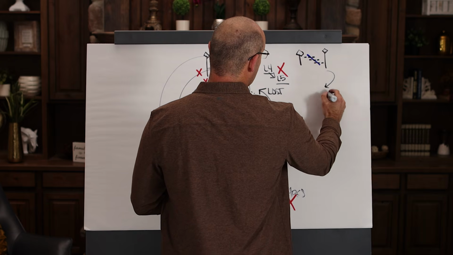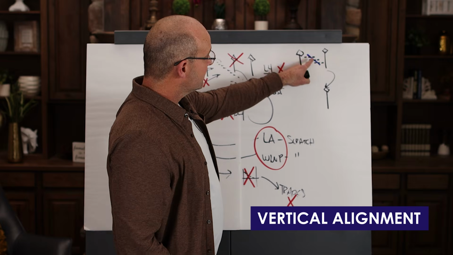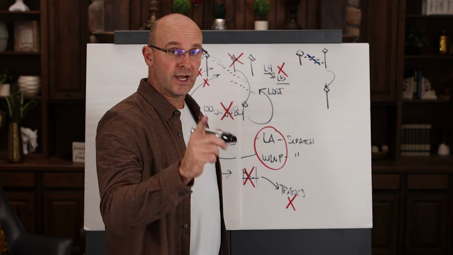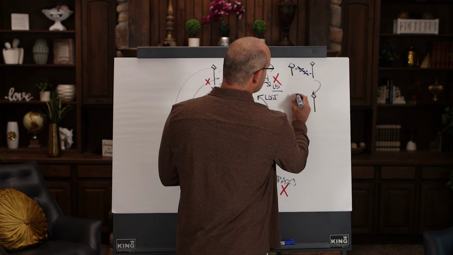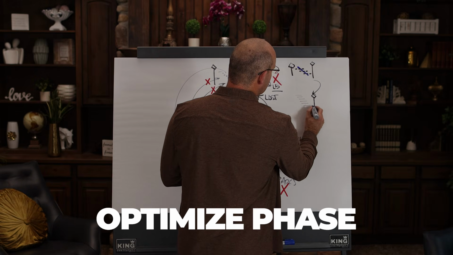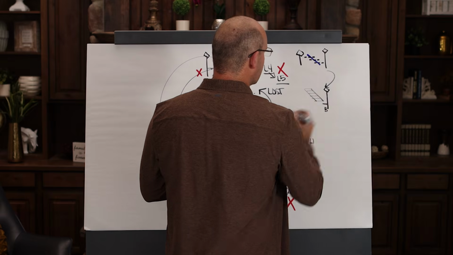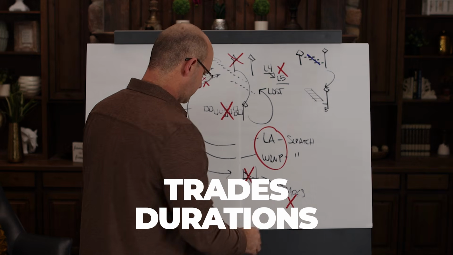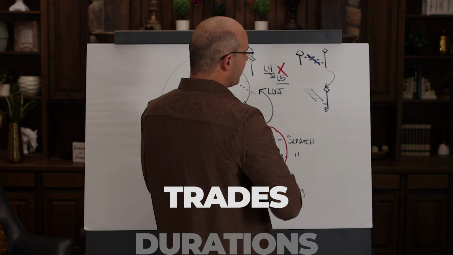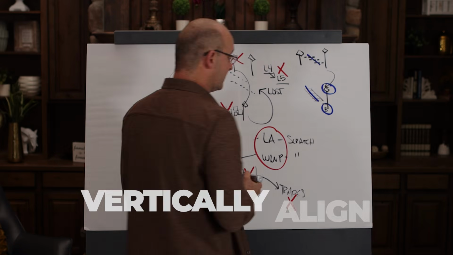Then when you pull this milestone down, you have vertical alignment. And when you take this sequence and pull plan it, you use the right zone size. And then what happens is you will be able to create an optimized phase that has buffers at the end, and this will incline without hurting the trade's durations. And I want to show you something. Now you have vertically aligned milestone buffers and you still have that diagonal trade flow.